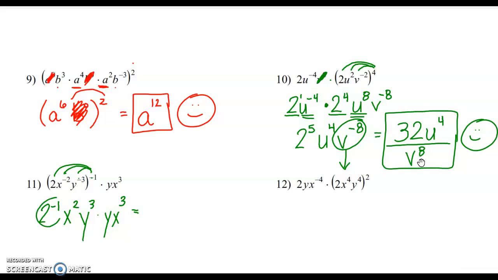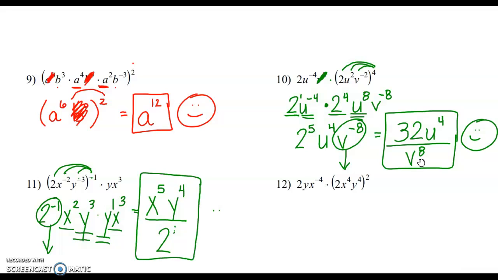So my negative exponent is going to have to move. So the 2 is going to be on the bottom. It's a positive 1, which we typically don't write. X's that I'm multiplying, when you multiply like bases, you add the exponents. So x to the 2 plus 3 is 5. Y to the third times y, which would be y to the 1, would be y to the 3 plus 1 is 4. We have x to the 5th, y to the 4th, over 2.